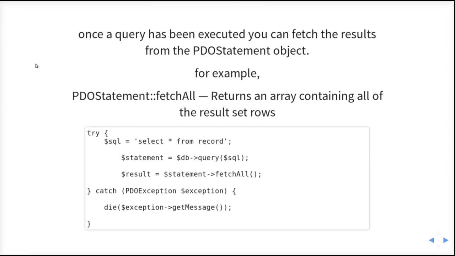And once you've executed a query, you can extract the results using that PDO statement object. And we tended to use fetch all, which just gets back all of, for example, the rows in the result that you've looked for. So we're trying to get all the records that are blog posts, and then we want to fetch all from this PDO statement.